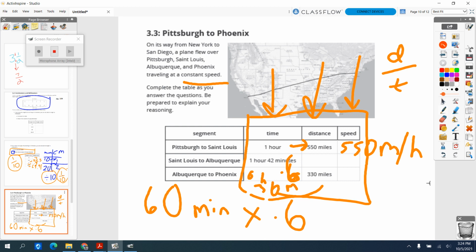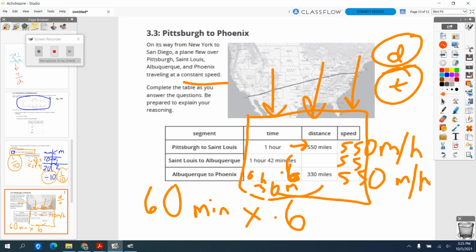So I'm going to do that same thing I did before. I'm going to take the distance and divide by the time. So 330 divided by 0.6 would get you that same speed of 550 miles per hour. And remember, it said it was going at a constant speed. So we could go ahead and know that every one of these is going to be 550 miles per hour.